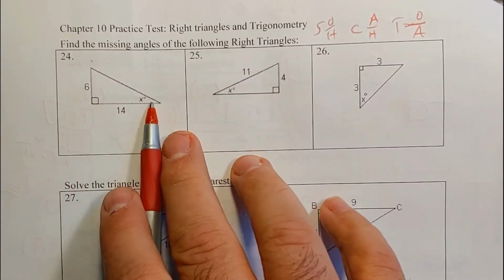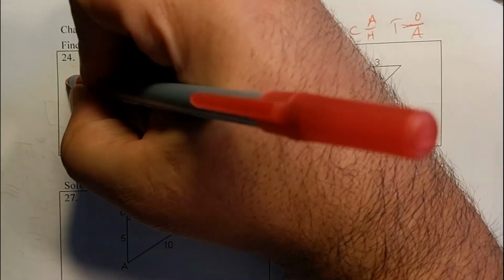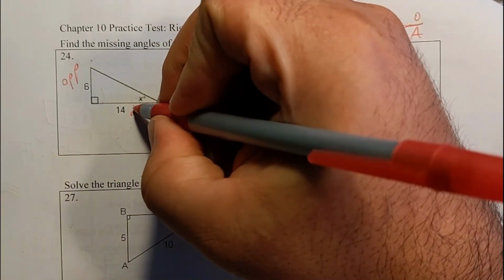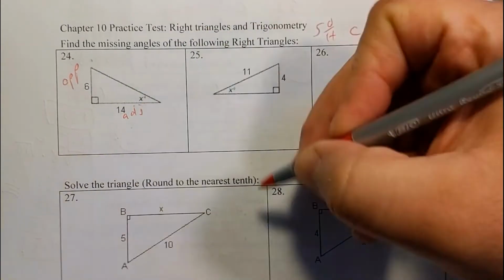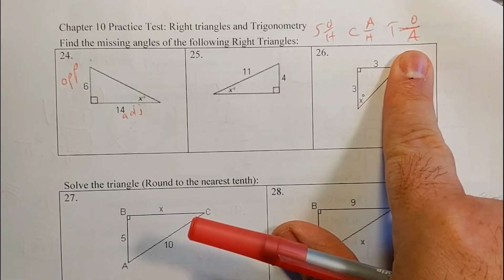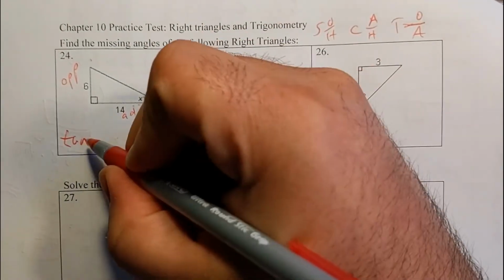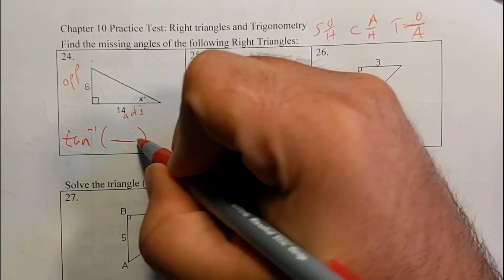So like right here, if I'm looking from x, 6 is my opposite, it's all the way across. 14 is my adjacent, it's right next to it, and it's not the hypotenuse. Opposite and adjacent is still going to be using tangent, but I'm looking for an angle. That's when I know I'm going to do inverse tangent.